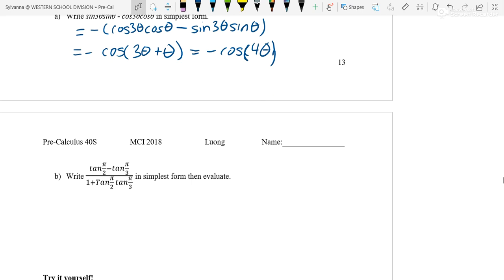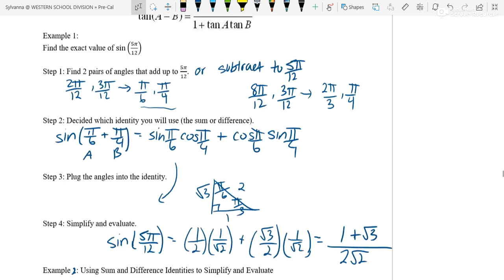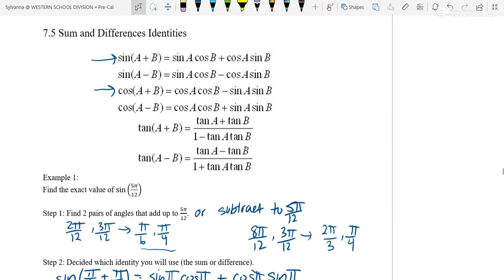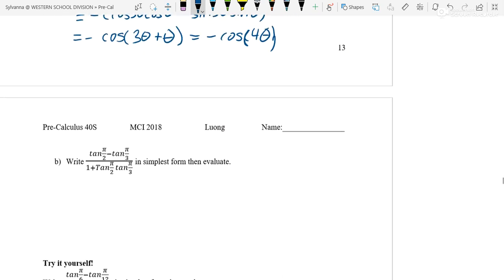So this one's tan minus tan over 1 plus tan tan. So let's take a look. It's tan minus tan at the top, and then 1 plus tan tan. That would be this one right here. So we know it's going to be tan of A minus B. So this would be tan, and we'll have a minus in between the two angles. Our first angle is pi over 2, and our second angle is pi over 3.